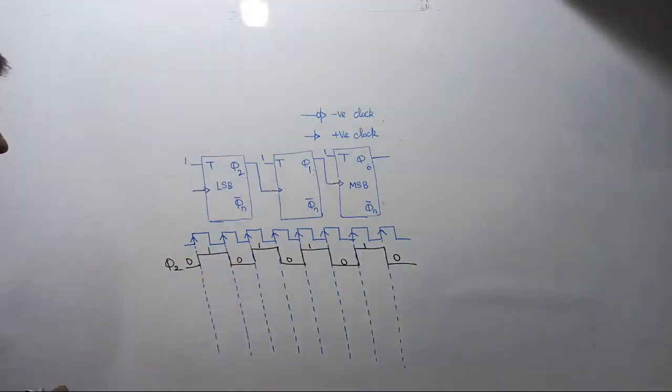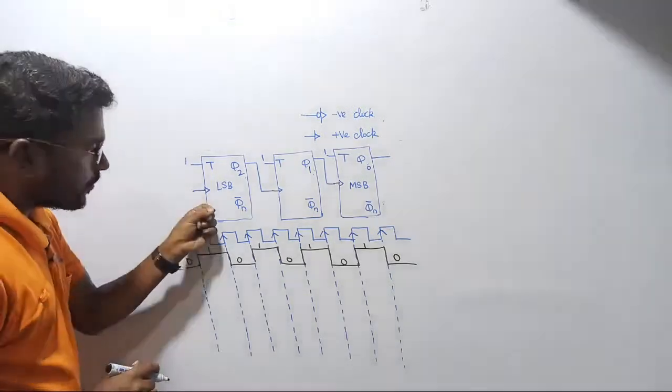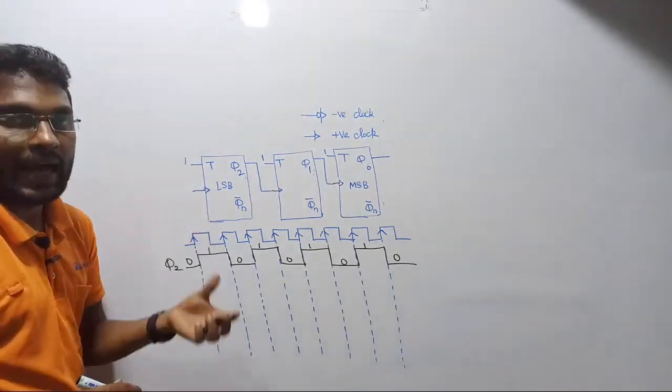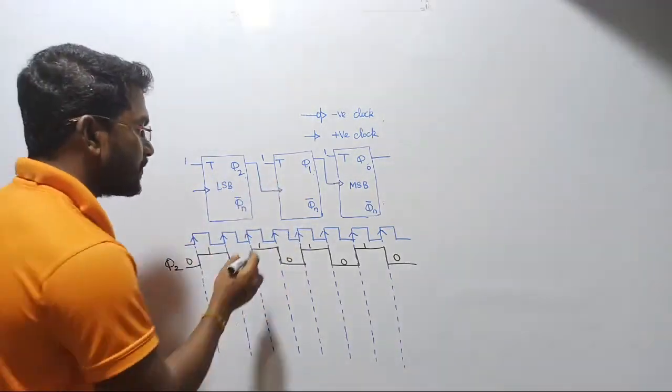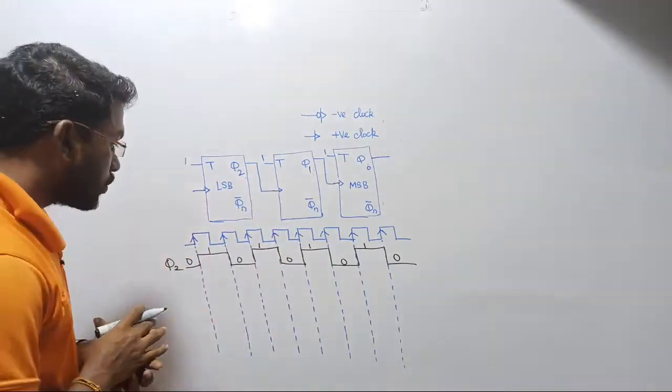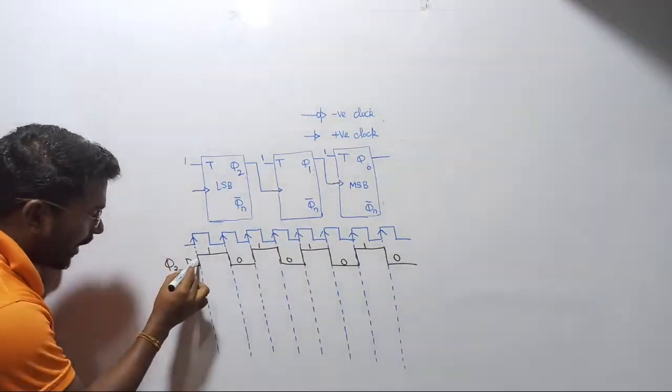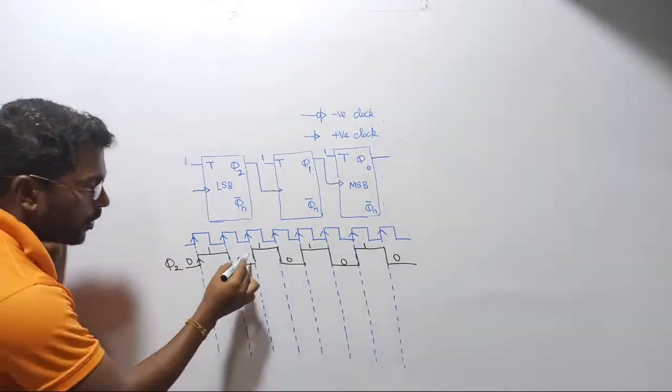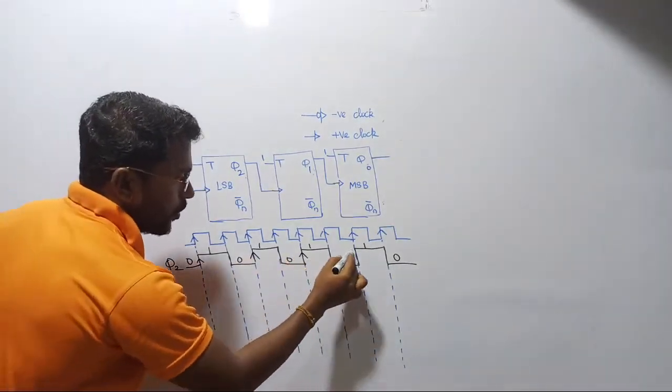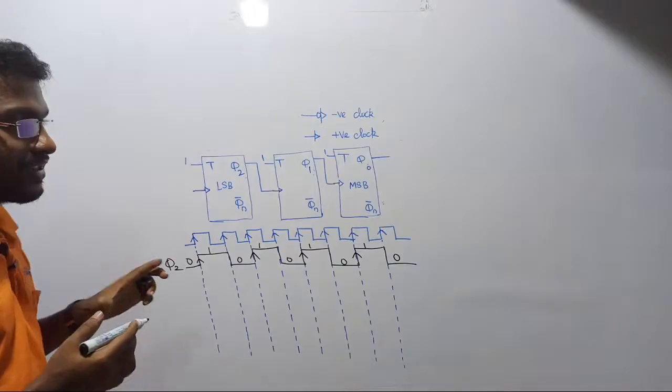Second case, what should come next? The output of the first flip-flop is going to act as the clock for the second flip-flop. But since we are using positive edge triggering, whenever the clock goes from 0 to 1, that is the point where there will be changes in the output.